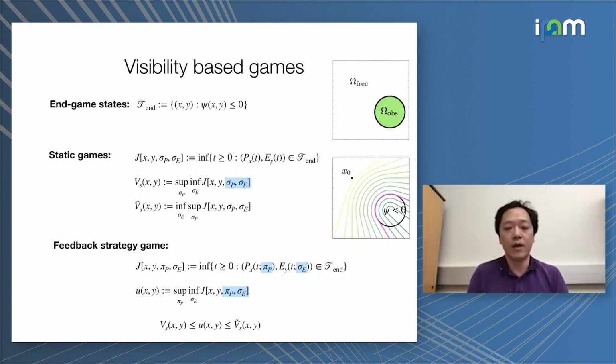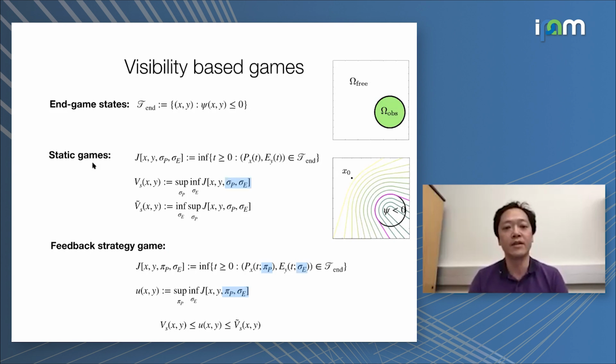Okay, so if one wants to play a game where the game would end when the bad guy gets into the region enclosed by this pink region, then one can define this endgame state, which is the pair xy where psi of xy is less than 0. So this is the important set. This is the endgame state. And then we can think about two types of game. One type is the static games, and the other one is the feedback strategy game.